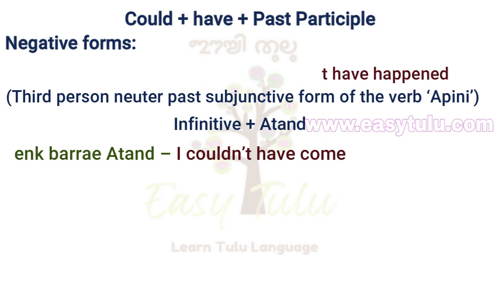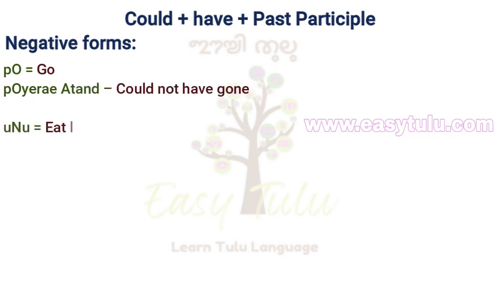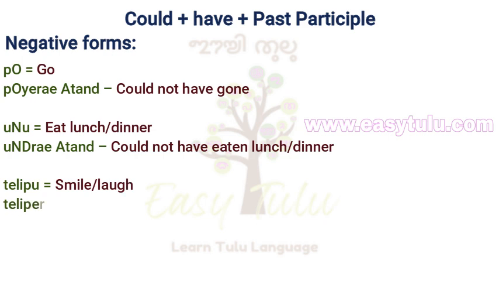Let us see more examples. Po means go. Poere is the infinitive. Poere atandu could not have gone. Unu means eat lunch or dinner. Unere or undre is the infinitive. Undre atandu could not have eaten lunch or dinner.